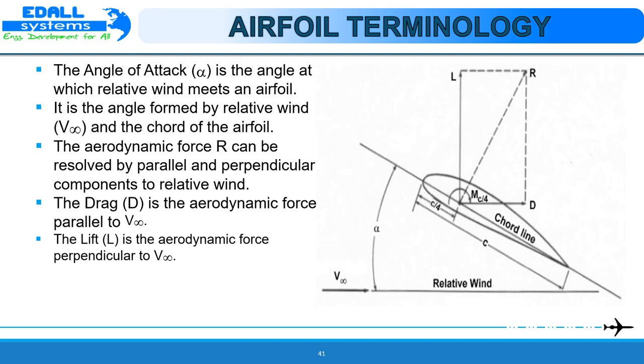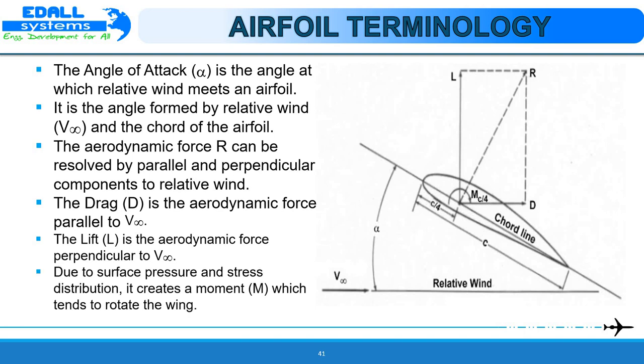In addition to lift and drag, the surface pressure and shear stress distribution creates a moment M which tends to rotate the wing. If we take the moment about the leading edge, the aerodynamic moment is designated as M subscript LE, which means leading edge. It's more common in case of subsonic airfoil to take moments about the point on the chord at a distance of c/4 from the leading edge, the quarter chord point. This moment about the quarter chord is designated as M subscript c/4. Generally, the moment about the leading edge is not equal to the moment about the quarter chord point.